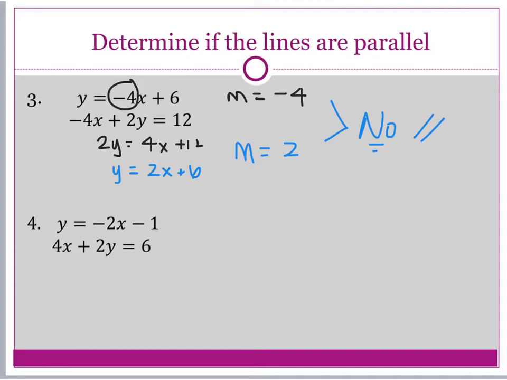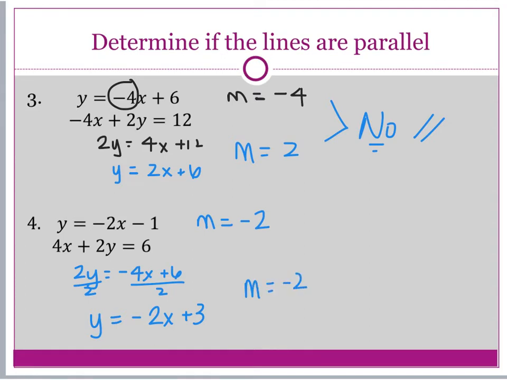Likewise, for part 4, the top equation is in slope-intercept form, and my slope is -2. My bottom equation, however, I'm going to have to rearrange. So this gives me 2y equals -4x plus 6. If I divide both sides by 2, I'm left with y equals -2x plus 3. And here I can see that my slope is also equal to -2. So then we're going to say, yes, these are parallel.